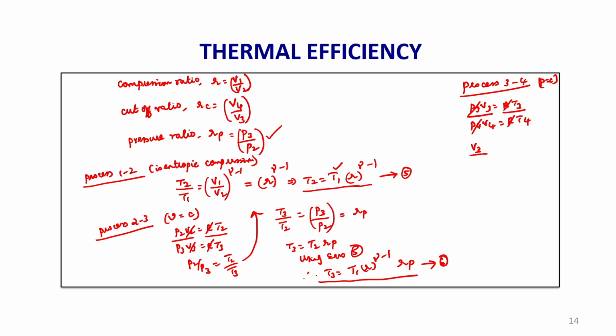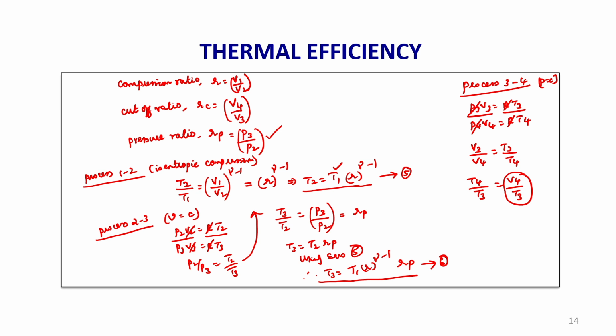So V3 by V4 is equal to T3 by T4. My aim is to find T4 in terms of T1. So let me write the reciprocal: T4 by T3 is equal to V4 by V3. Now, what is V4 by V3? This V4 by V3 is nothing but the cutoff ratio.